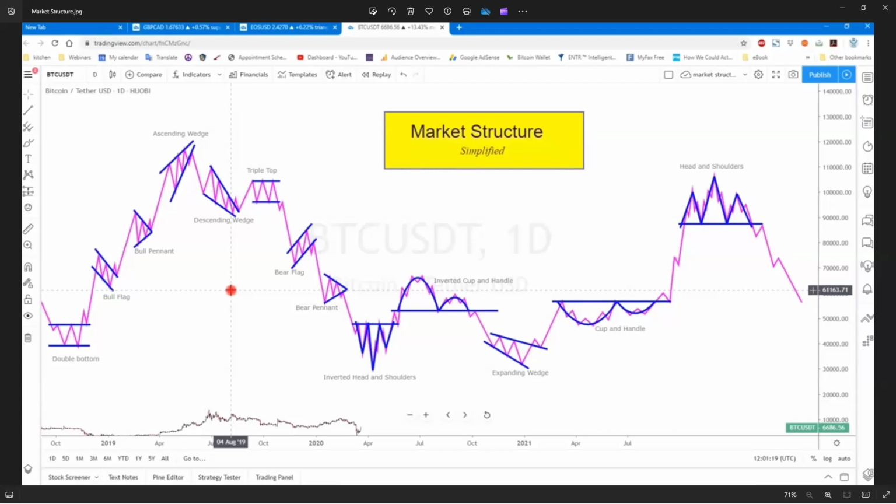I'm going to go over this market structure diagram that you see in front of you in our weekly training today. I do these trainings every week, that's why I said weekly. But yes, we're going to go over market structure. This is a simplified guide to help you identify the different patterns, the different cycles in the market. So we're going to go ahead and dive into this content.